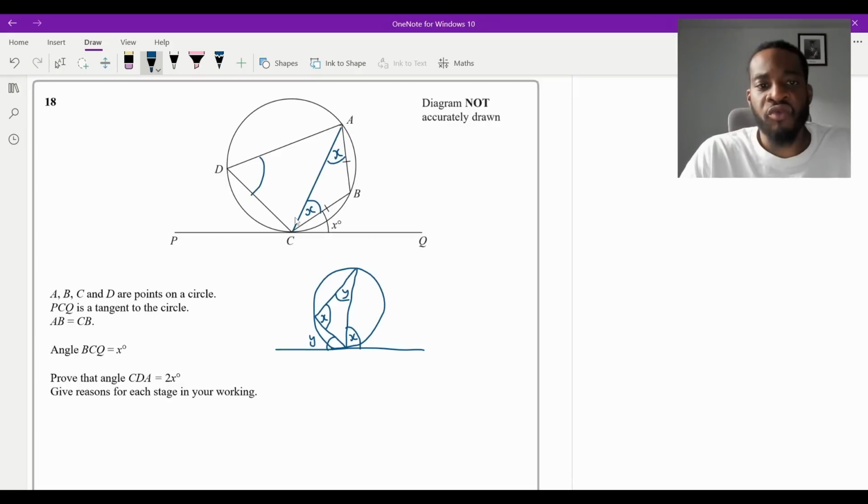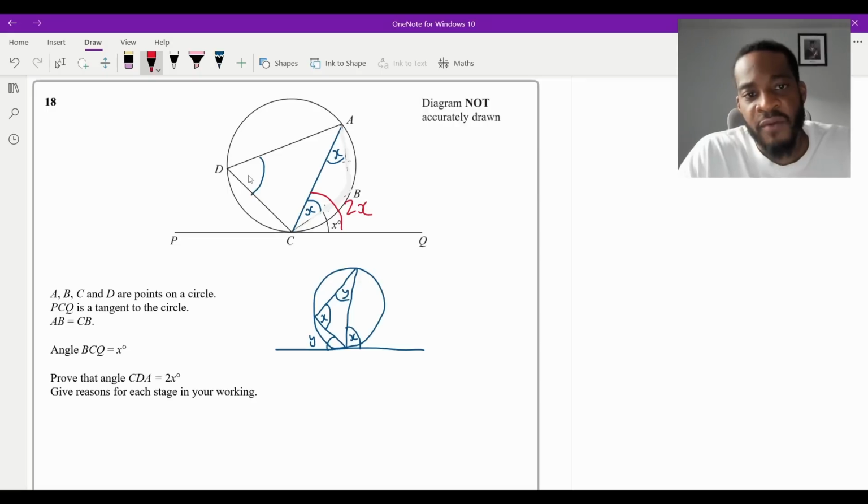So with that being said, if I was to get rid of these lines here, and then just work with that triangle there, then surely this angle here is 2x. That's a 2x, isn't it? And then from the alternate segment theorem, this is also 2x as well. So yeah, I think that works.